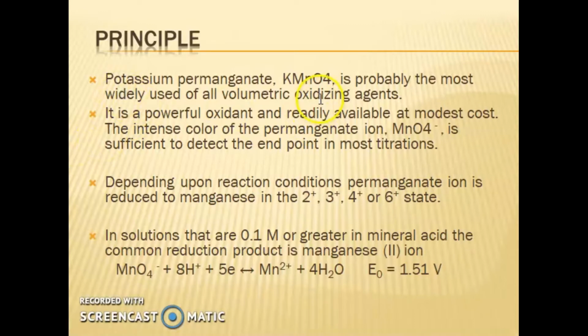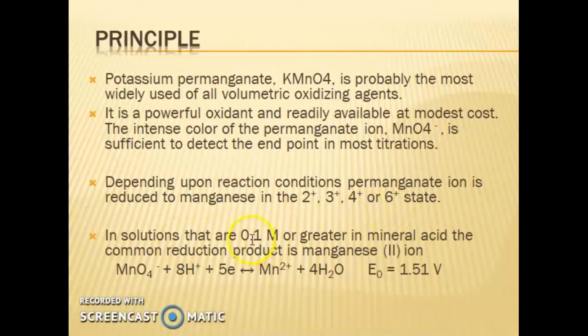Basically, potassium permanganate, KMnO4, is probably the most widely used of all volumetric oxidizing agents. It is a powerful oxidant and readily available at modest cost. The intense color of the permanganate ion is sufficient to detect the endpoint in most titrations. That's why potassium permanganate is a self-indicator. Depending upon the reaction conditions, permanganate ion is reduced to manganese in the 2+, 3+, 4+ or 6+ state.